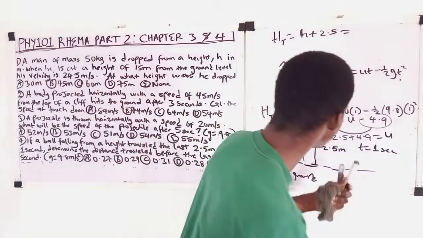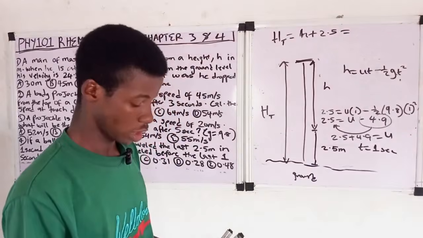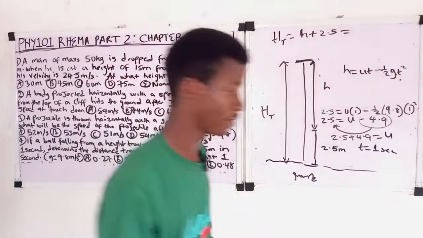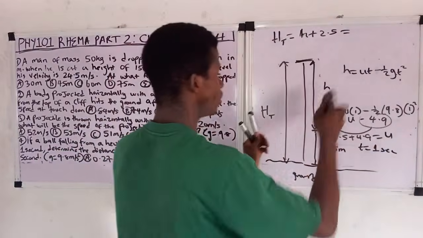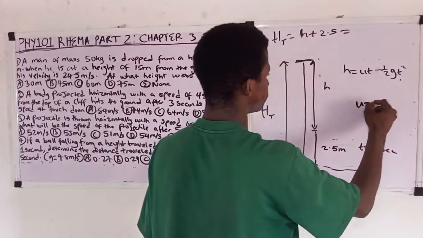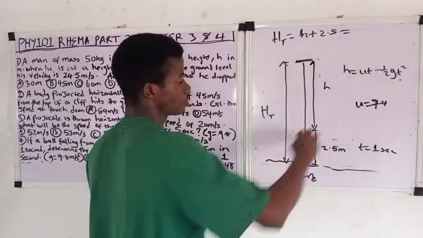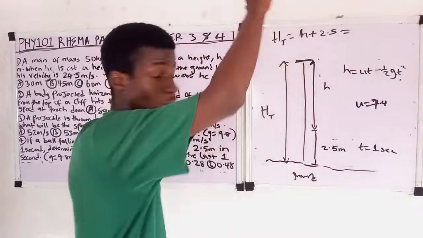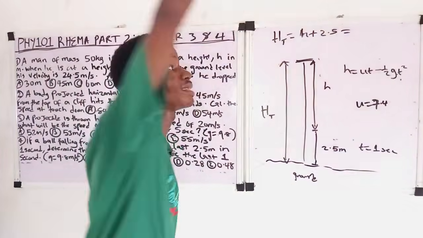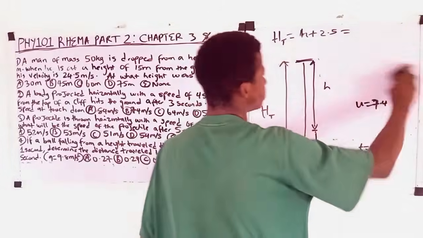Well, let's do it. So 2.5 plus 4.9 is what? 2.5 plus 4.9 is 7.4. So the velocity is 7.4. U is 7.4, right? Yes. So the velocity with which the ball is falling is 7.4. Okay, we are getting the velocity now to be 7.4.